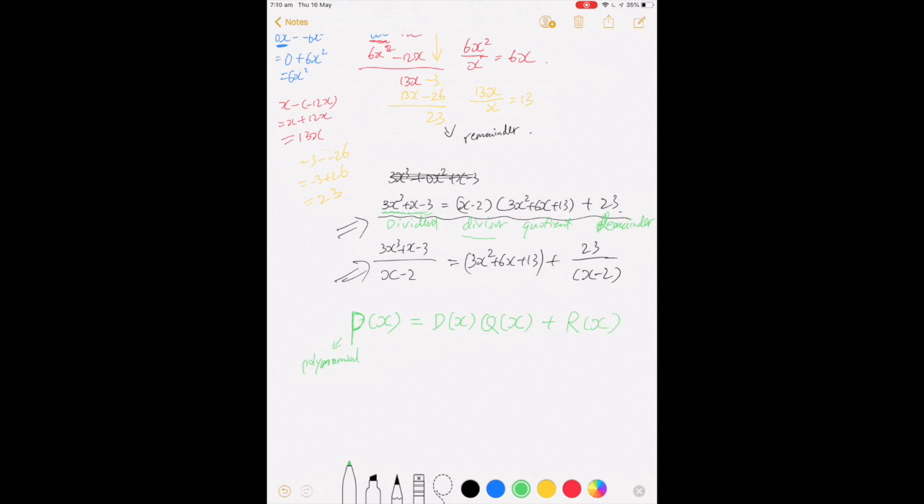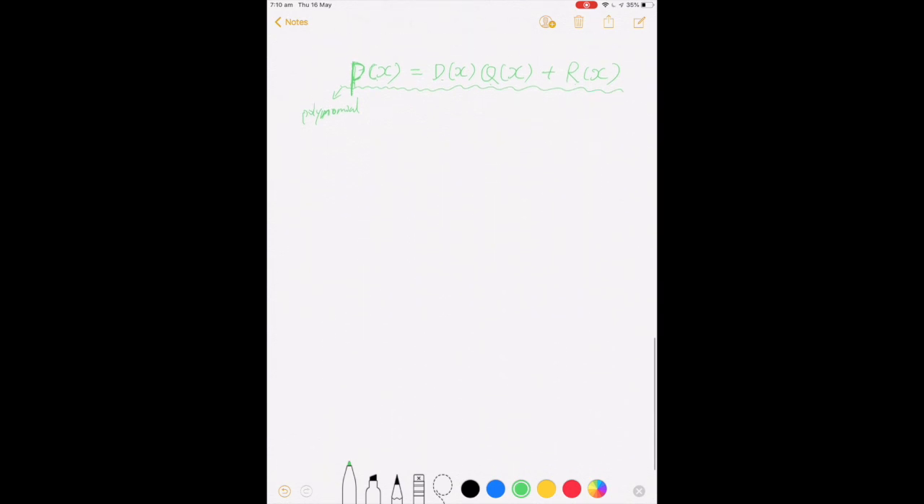Alright, so this is what we write over here on the first successful criteria. That P is your dividend polynomial, and then you have the divisor, and you have the quotient. The reason we write in this form is because they are all actually functions. So that's why we write the function form: P of x equals D of x times Q of x plus R of x. All right, so then let's do one more example.